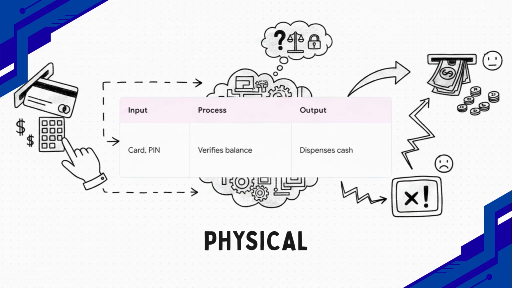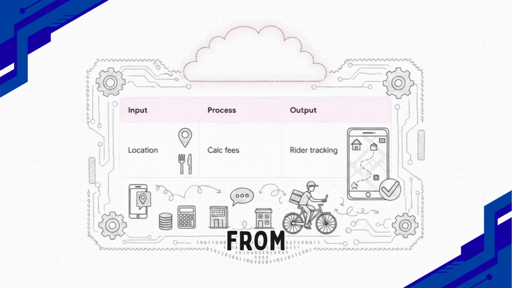And the out part is the physical dispensing of cash right into your hands. So that totally everyday action is entirely driven by a strict programmed IPO sequence running in the background. And remember our little sandwich problem from earlier? Well, when you use a food delivery app today, you're actually executing a massive IPO sequence just to feed yourself.